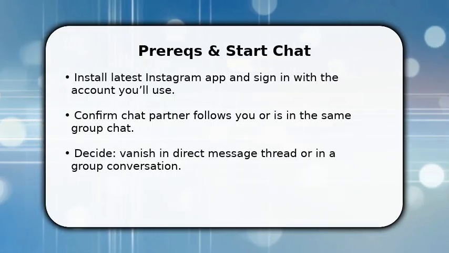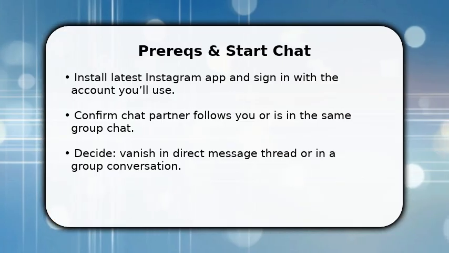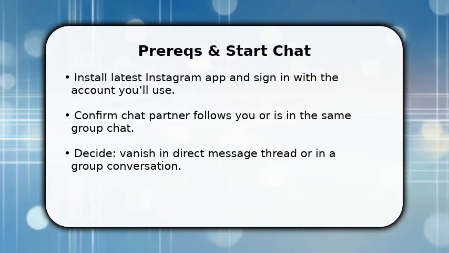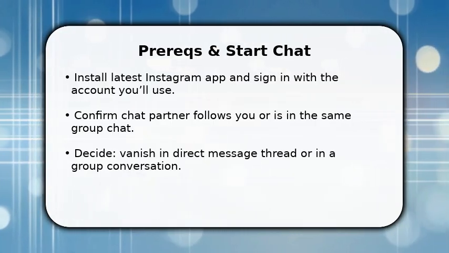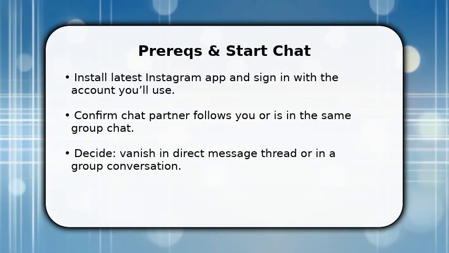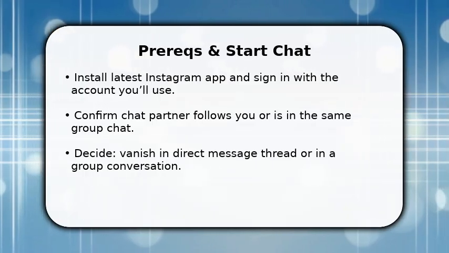Once in the conversation, swipe up from the bottom of the screen to enter the camera vanish mode, or tap the recipient's name and choose disappearing messages. This gets you into the mode immediately so you can send ephemeral media or messages.